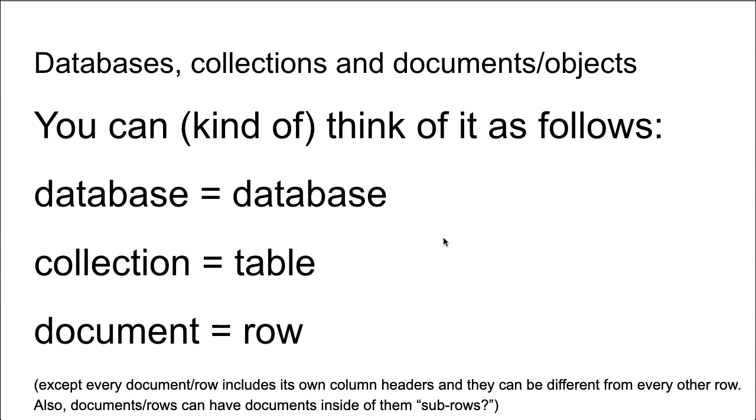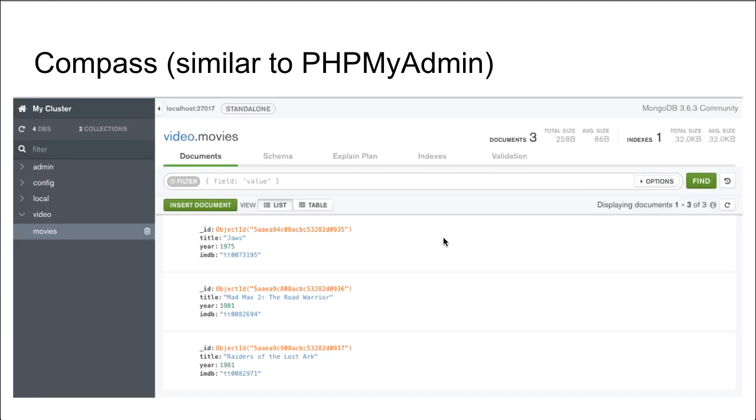For that matter, every document could be different, even in the same collection. In MySQL, obviously every row has the same column headers, but in MongoDB, every document could be different in the same collection. It's just a bunch of information stuck together. Compass is the way we're going to navigate around our database. It's similar to phpMyAdmin, so when I say Compass, that's what I'm talking about.